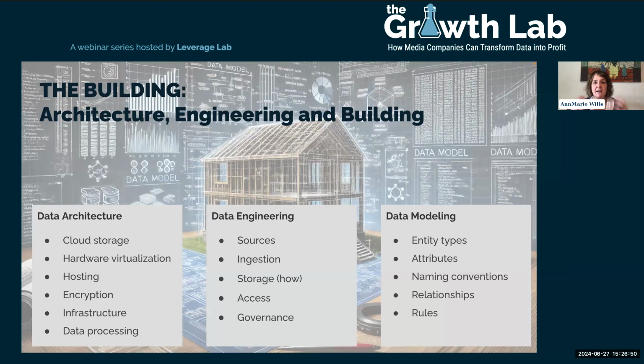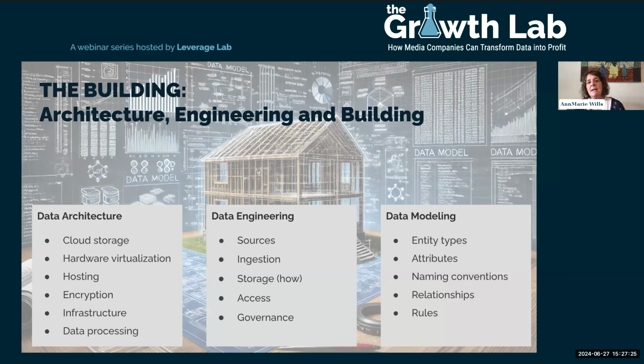So we divide it up into three categories. There's data architecture, and this is really what you would expect from the word architecture. This is all about what are we using from a technology standpoint for storage? How are we utilizing hardware that lives in our cloud environment or on our on-premises environment? What's the hosting methodology? How are we thinking about encryption? All of those key things speak to the structure that we're creating and how it fits the lifestyle. That's what goes into the architecture.